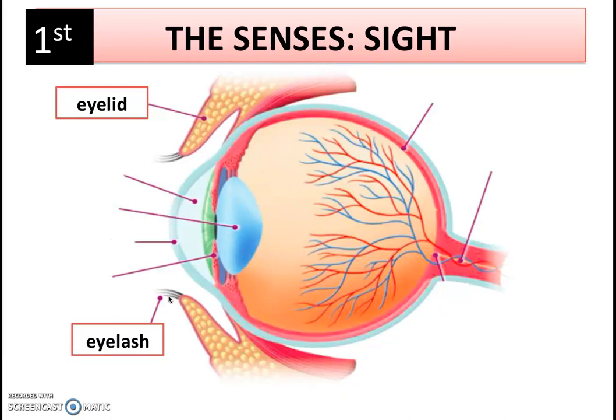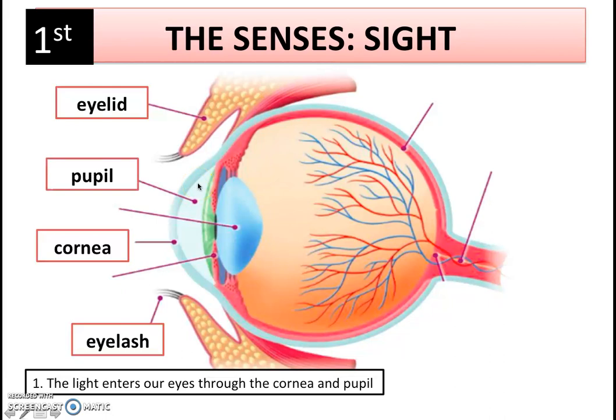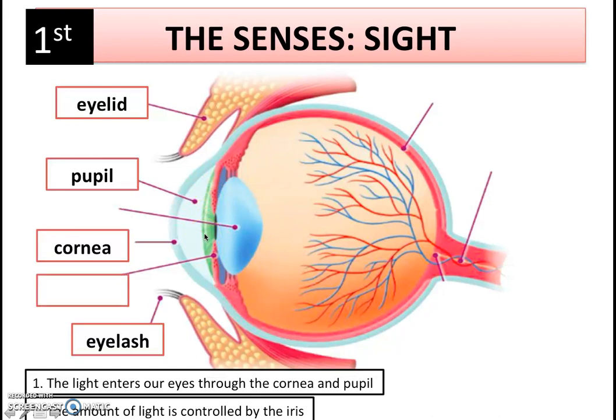So then, first of all, the light enters our eye through two structures. They are called the cornea, this transparent dome, esta cúpula transparente, and also the pupil. Okay, so the light enters the eye through these two structures, and this light comes into contact with the iris. The iris is the colorful part of the eye. La parte que tiene color en el ojo, okay?